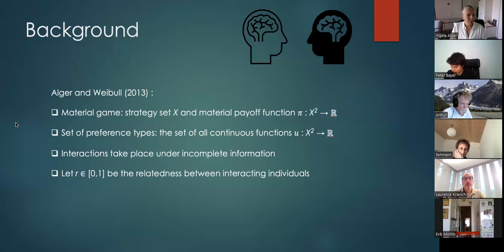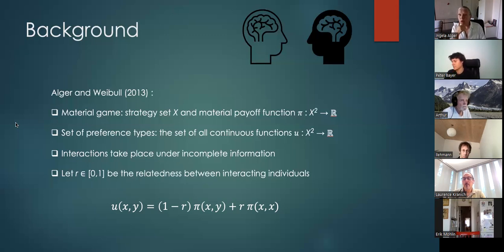Okay, so what did we find with this exercise? What we found is that it's this particular function here representing preferences that stands out as being evolutionarily stable for all the interactions that we encompass in the model. I'm not saying that this is the only evolutionarily stable preference function, but it is the only one that is stable for all the material games that we consider.